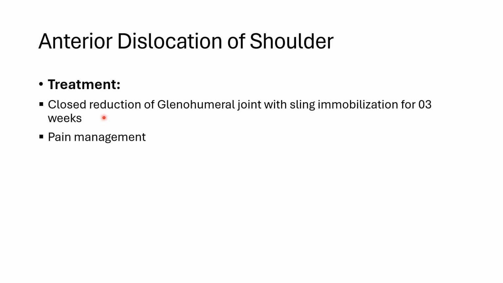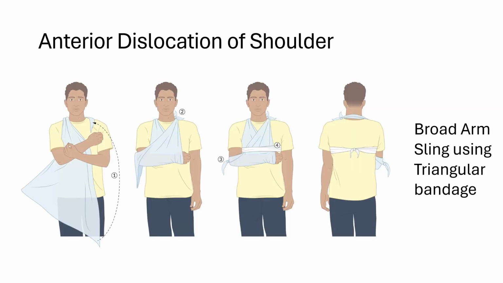Treatment. Treatment of anterior dislocation of shoulder is closed reduction of the glenohumeral joint with sling immobilization for 3 weeks, along with pain management. Broad arm sling using a triangular bandage.